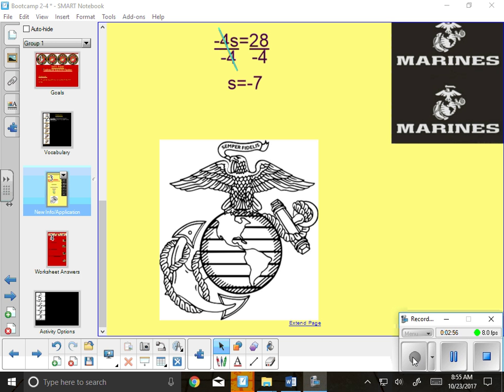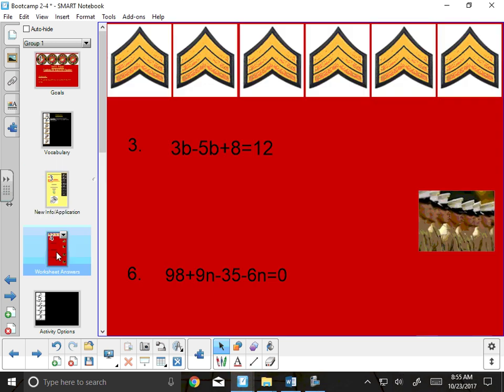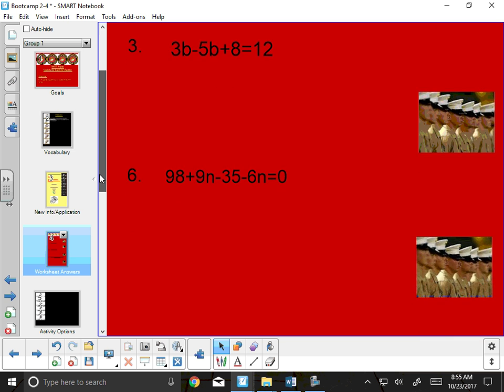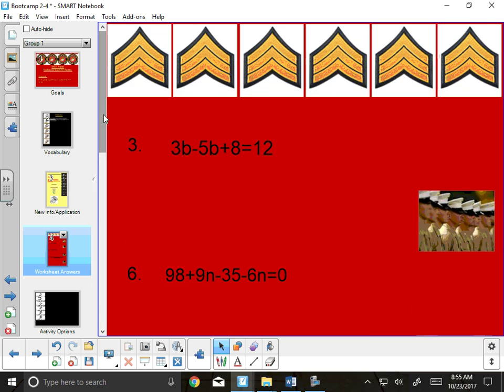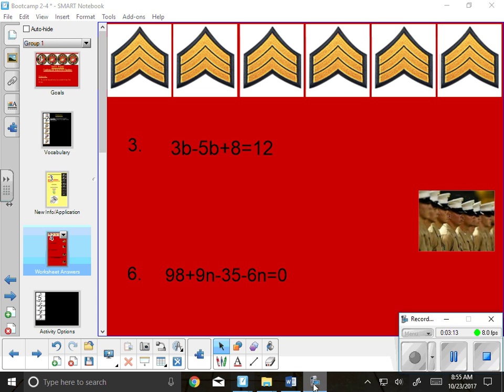Alrighty, so now these are going to be our worksheet examples that we're going to go through in class. So go ahead and take a look at those. And then we're going to have some activity options for you to use as well. If you have any questions, remember, don't forget to ask, and we will be ready to go with this section.